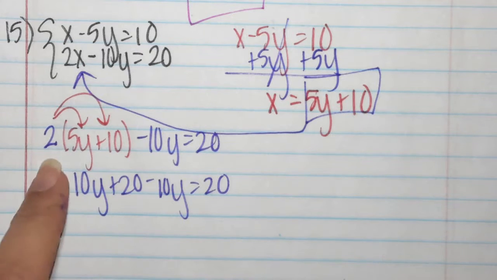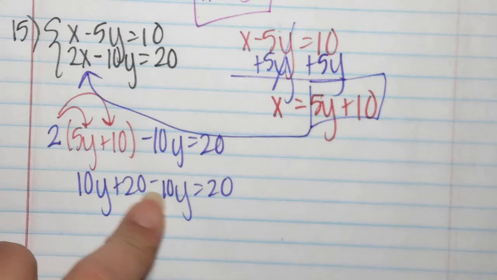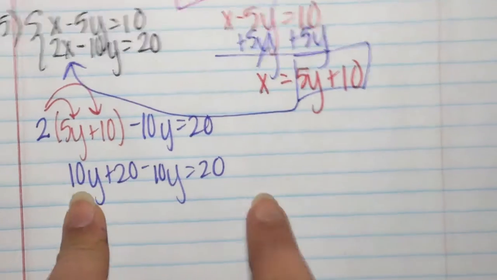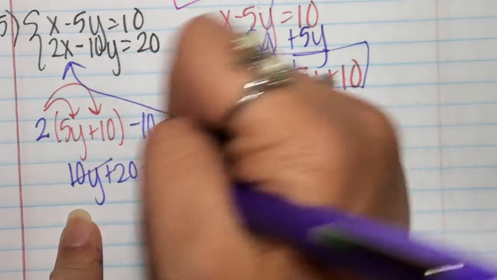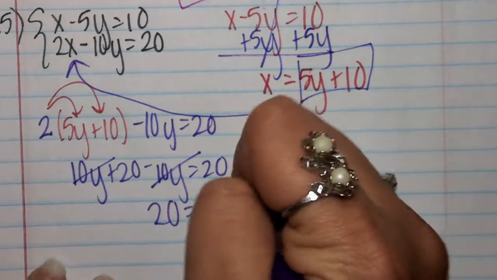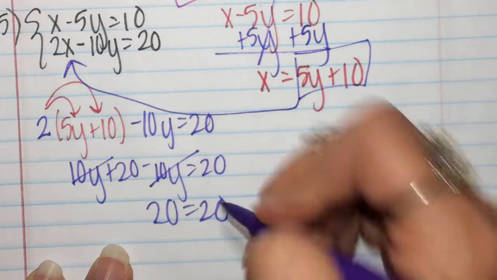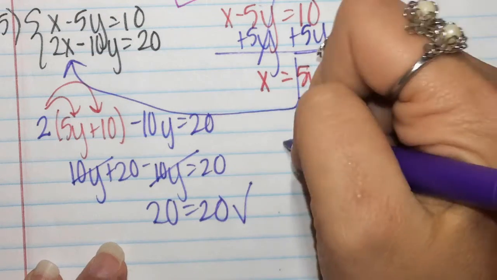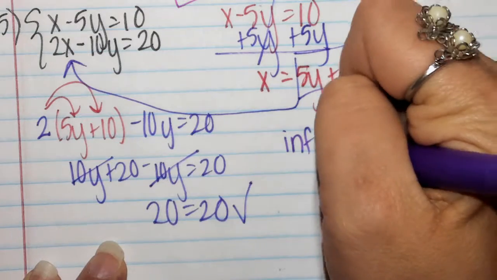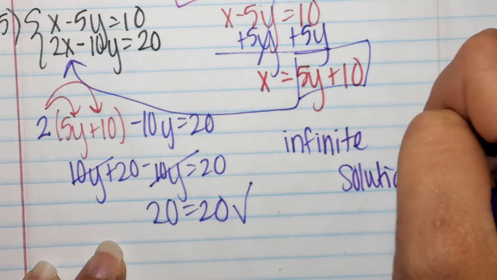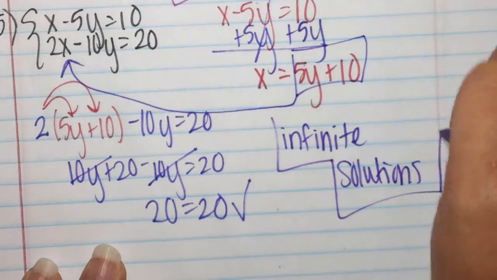Alright, now I distributed and I got 10y plus 20 minus 10y equals 20, because you multiply. Now I'm going to combine these. What's 10y minus 10y? 0. So you're left with 20 equals 20. Is that a true statement? So what's our answer? Infinite solutions.